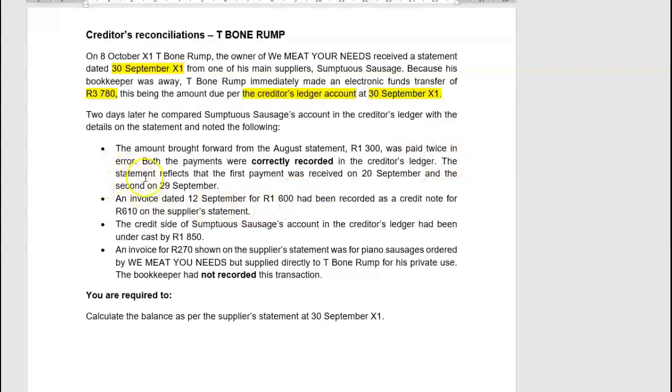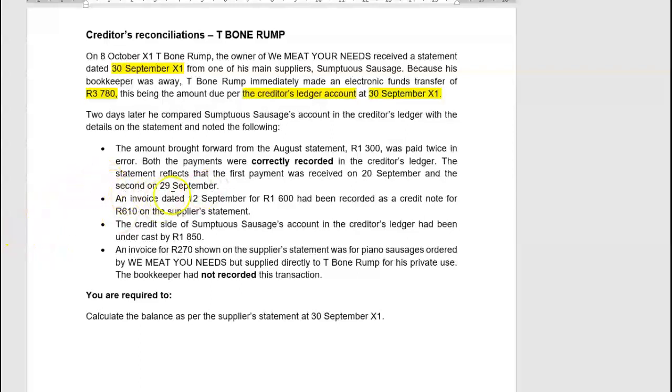Now the creditor statement reflects that the first payment was received on 20 September and the second one on 29 September. So was there any difference between the creditor statement and the creditors ledger? No, both of them reflected both these duplicate payments. So the action was wrong, but the recording of that action was correct on both sides. So yes, no difference. I'm not going to do anything about my account, and I cannot do anything about the reconciliation because the statement also showed the 2 amounts that were paid.